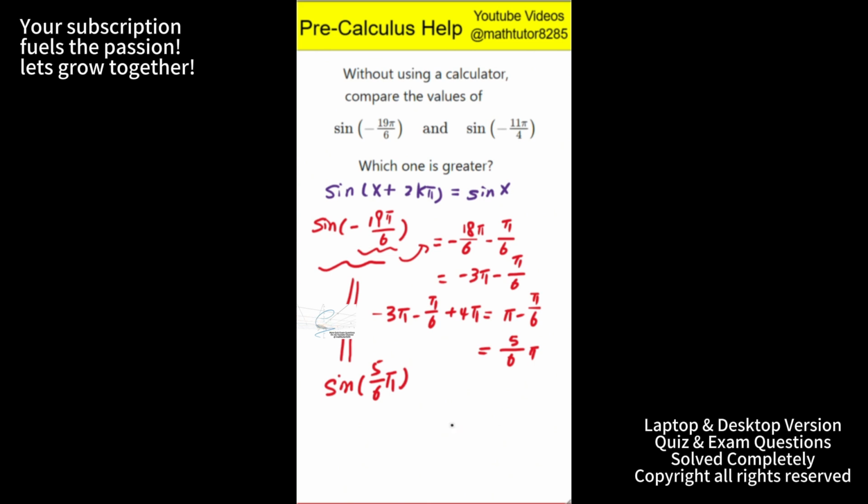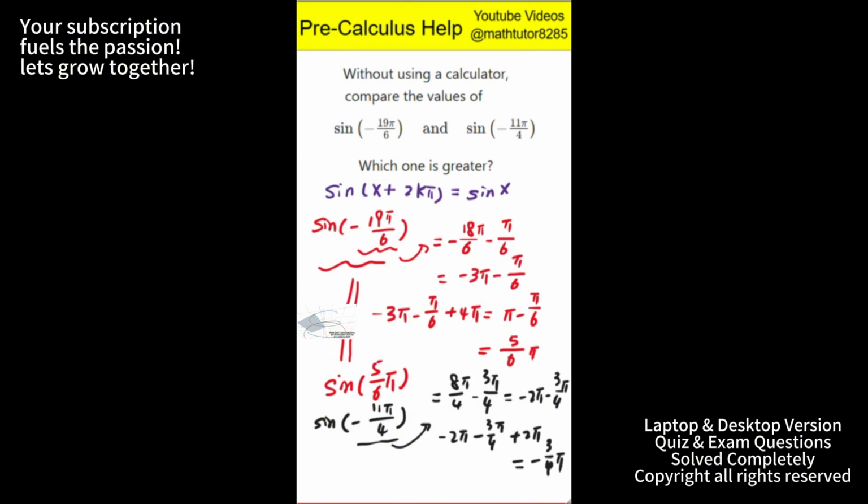For sine of negative 11 pi over 4, negative 11 pi over 4 equals negative 2 pi minus 3 pi over 4. Adding 2 pi gives negative 3 pi over 4. So sine of negative 11 pi over 4 equals sine of negative 3 pi over 4.